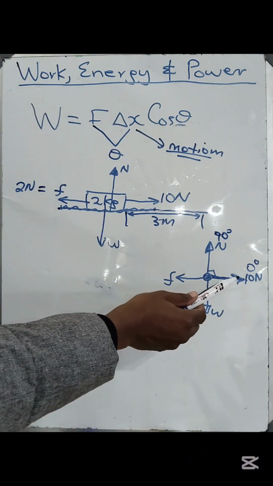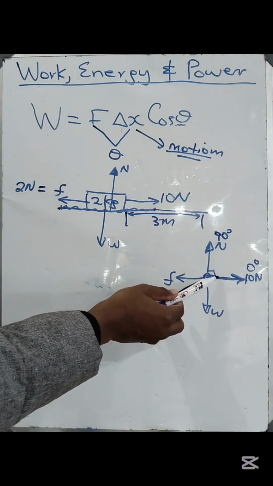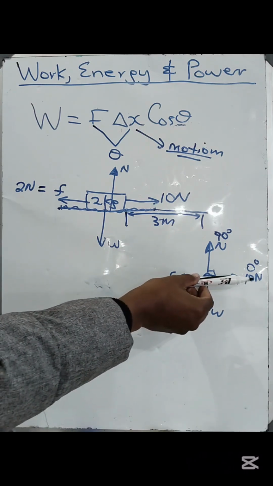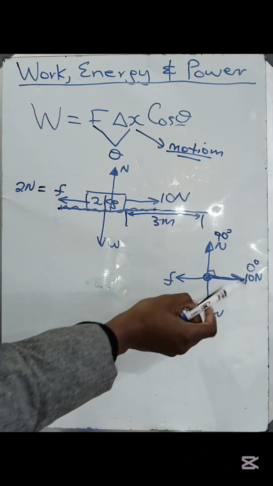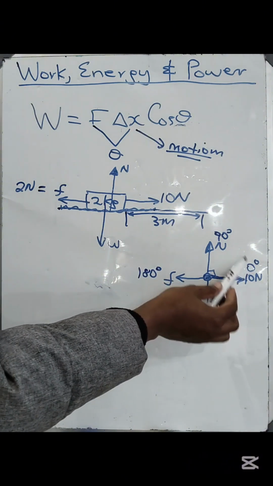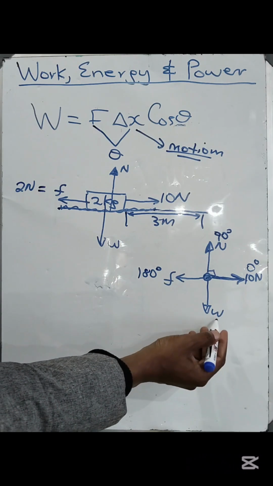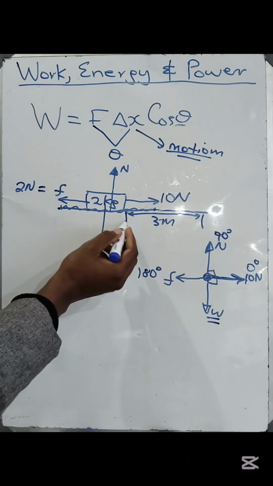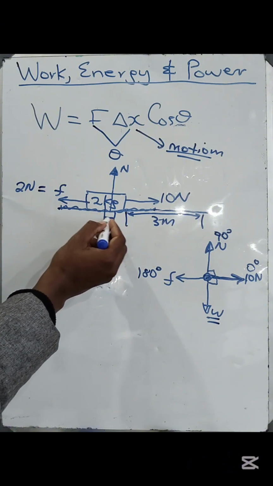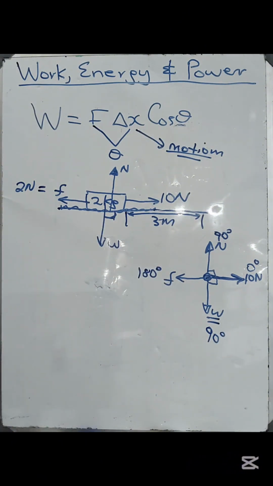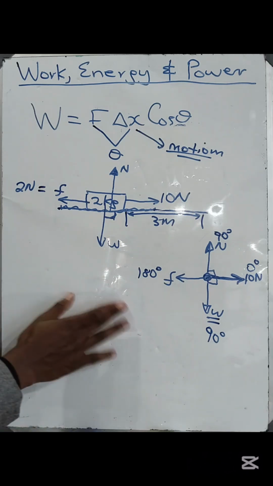Then for the frictional force, there is a straight line. Angles on a straight line form 180, which means the angle is 180 degrees. So it's not 0, it's not 90, it's 180. Then the weight is perpendicular to the displacement, which means for the weight we are going to put 90 degrees. Okay, so we can calculate the work done by each force.